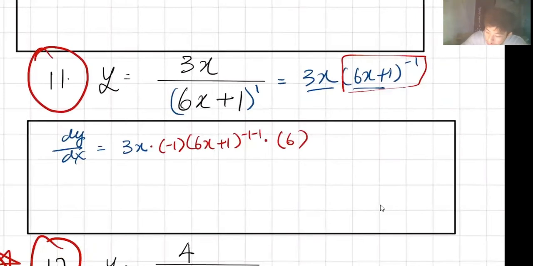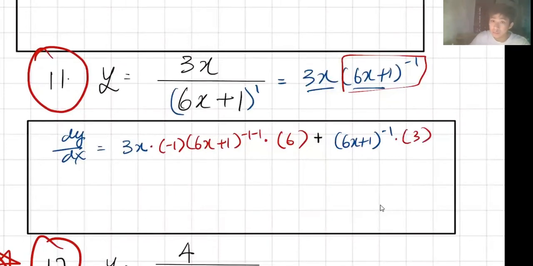Then I plus, now I fix the second one, which is (6x plus 1) to the power of -1. I copy the second one exactly the same. I copy, that's why I call it copy. Then I differentiate the first one. When you differentiate 3x, you just get 3.